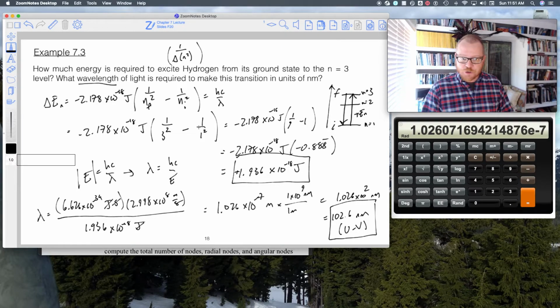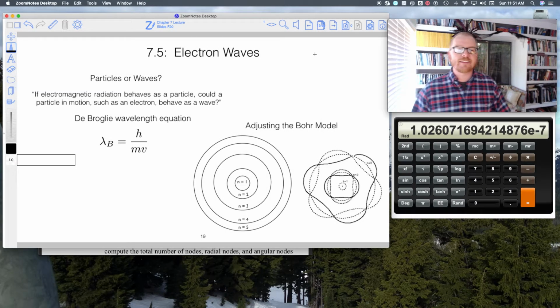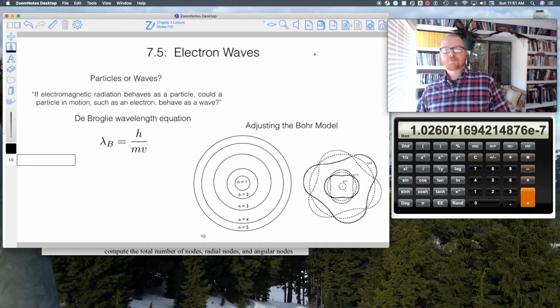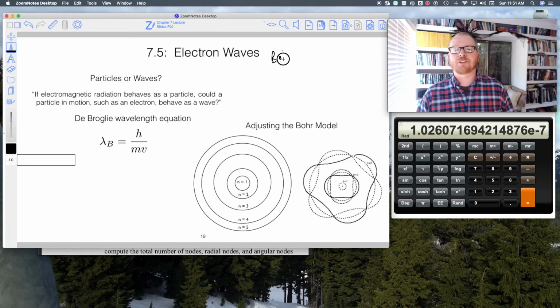Okay, so we're going to do more of these types of calculations and discussion. Now moving on, the last thing that I want to talk about is adjusting the Bohr model. Because as it turns out, the Bohr model works really well for hydrogen.